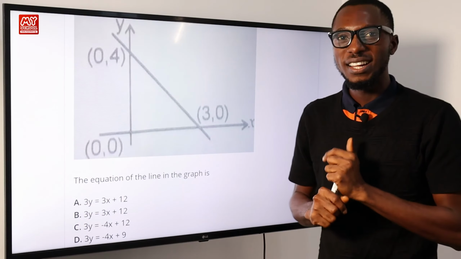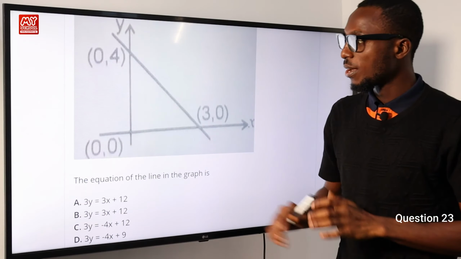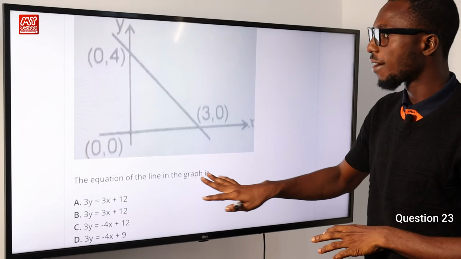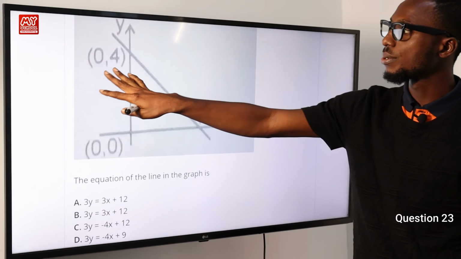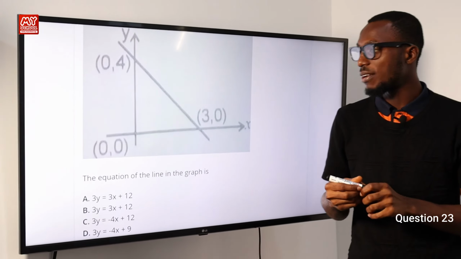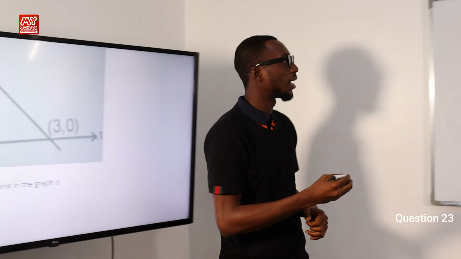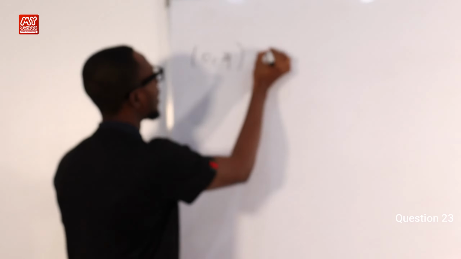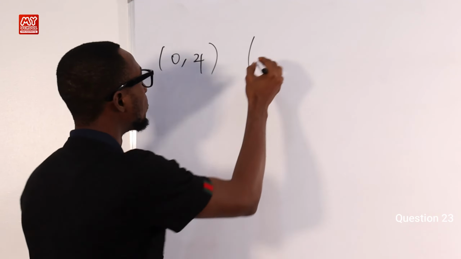So on the spot, we are tackling question 23. We have the figure here. The equation of the line in the graph is what? So we have the points 0, 4 and 3, 0. So let's just put this out and find the equation of the line. So we have 0, 4, then we have 3, 0.